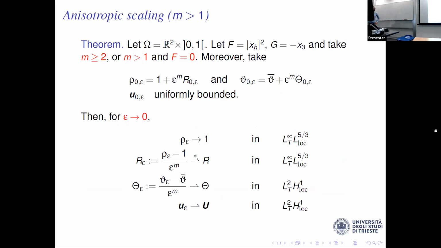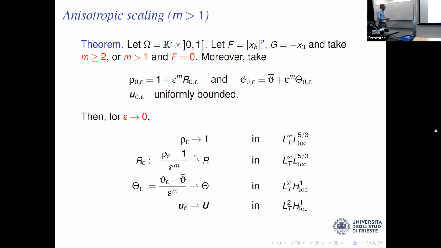Okay, this is the first main result concerning the anisotropic scaling, when m is strictly greater than 1. We take our domain, the infinite strip. We take the centrifugal force like the modulus of x_h to the power 2. We take g, the gravity, minus 3. And we take m greater or equal than 2, or m still greater than 1 and f equal to 0. Moreover, we assume initial data that are small perturbations of a constant profile. This is, let's say, the Boussinesq approximation. And the initial velocity field is uniformly bounded.